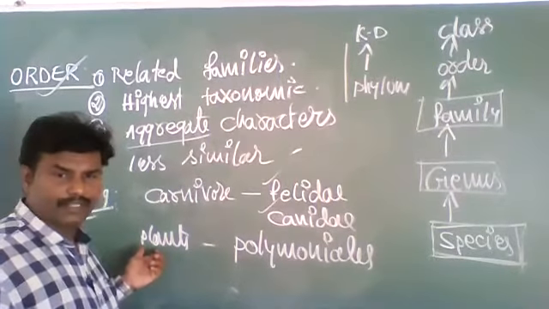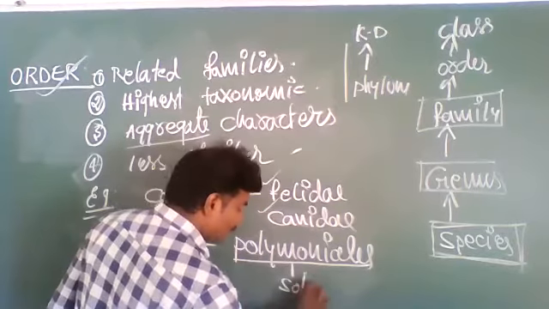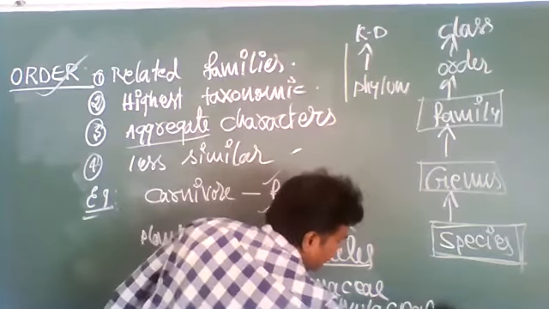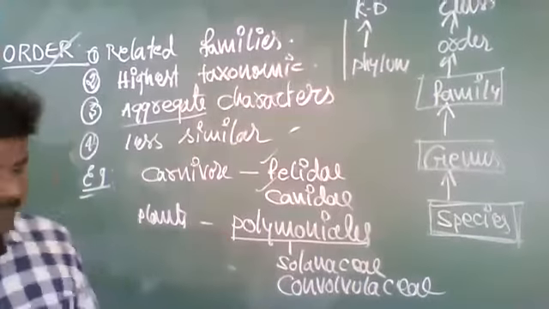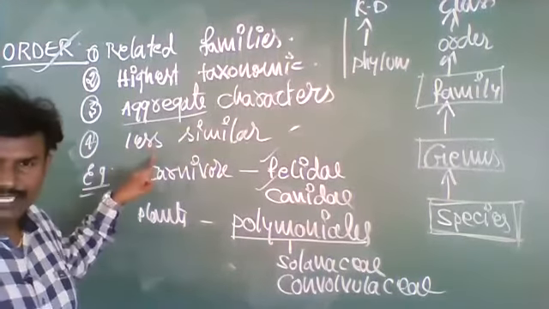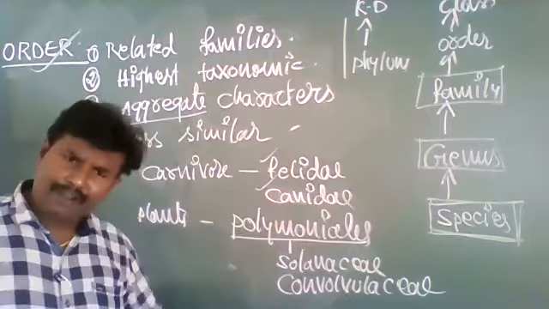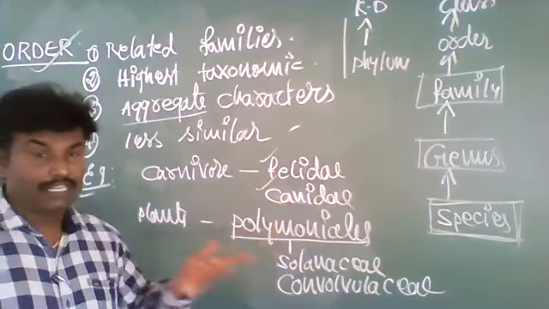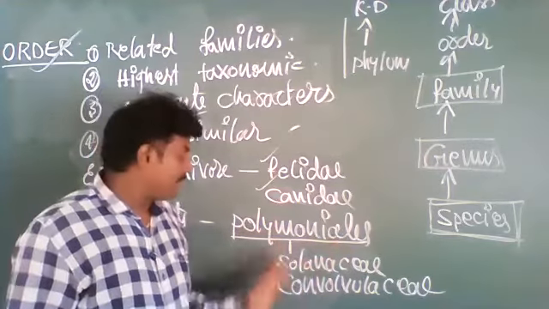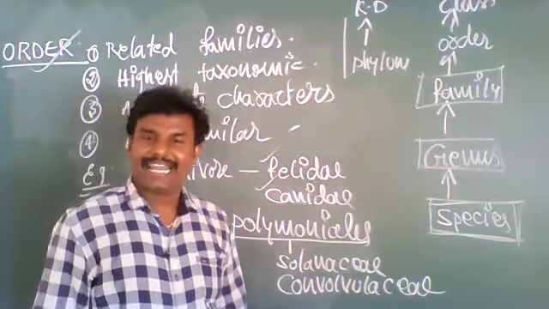Similarly in plants, the order Polymoniales has families like Solanaceae and Convolvulaceae. Under this order there are a number of families. The carnivore order has Felidae, Canidae, and like that a number of families. In our PU books this much is given; in degree and PG books you will see all the families. In the same way, in plants the order Polymoniales has Solanaceae, Convolvulaceae, Cucurbitaceae, and a number of other families.